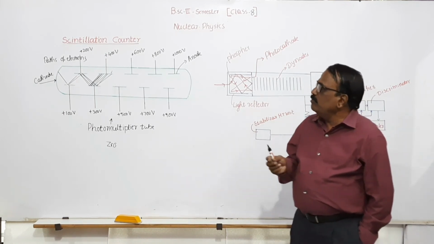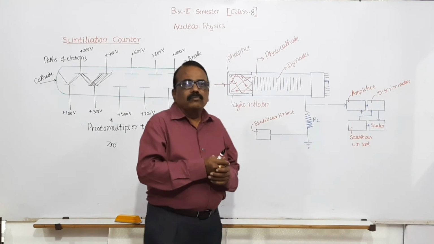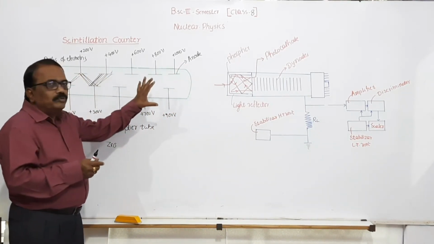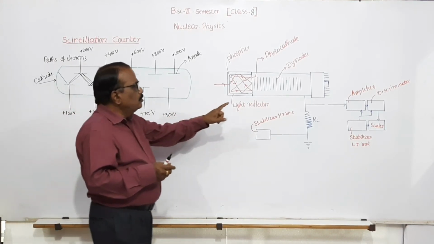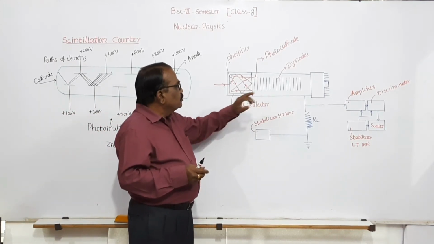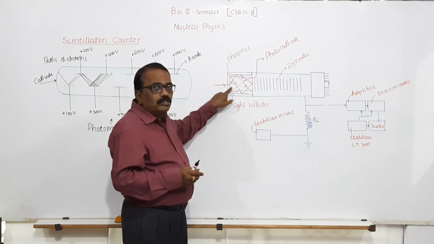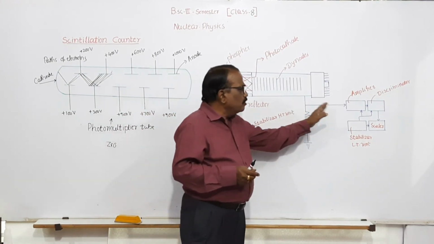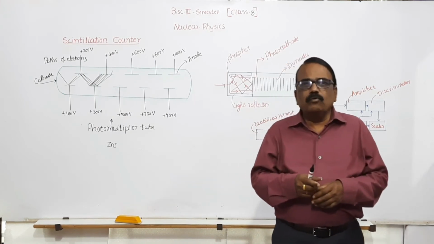So here the scintillation counter consists of one instrument known as a photomultiplier tube. This photomultiplier tube, in association with the scintillator or scintillating material, connected to some electronic circuits, forms the scintillation counter.